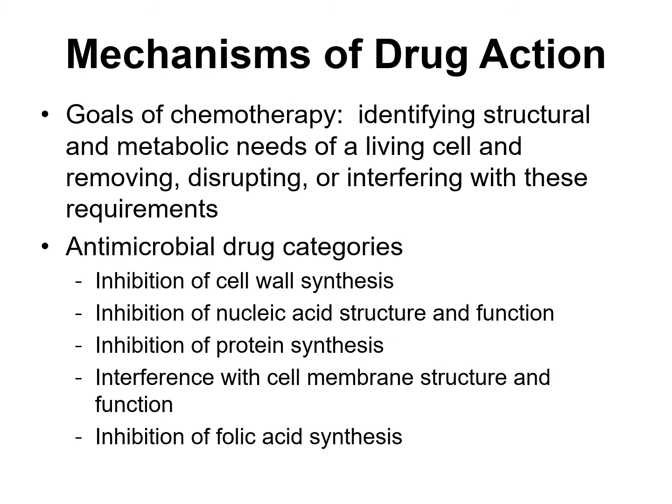So, goals of chemotherapy: identifying structural and metabolic needs of a living cell and removing, disrupting, or interfering with these requirements. So, antimicrobial drug categories: you're going to have inhibition of that cell wall synthesis. We've already talked about that. Inhibition of nucleic acid structure and function. Remember, the nucleic acid that's actually inside of the bacteria or the microbe itself. Inhibition of protein synthesis, so the actual proteins that these bacteria can make. Interference with the cell membrane structure and function, and inhibition of folic acid synthesis.